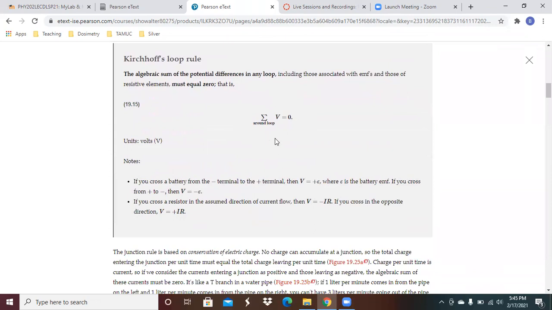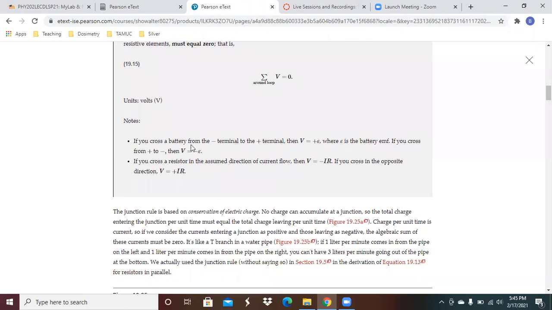Also here you have the sum of all of the potential differences around a particular loop. It's going to end up being zero. Two notes here. If you cross a battery from the negative terminal to the positive terminal, then the voltage is going to be positive epsilon, where that's the EMF. If you cross going from positive to negative, then it's going to be minus. So you've got to remember these signs as you go about doing this.